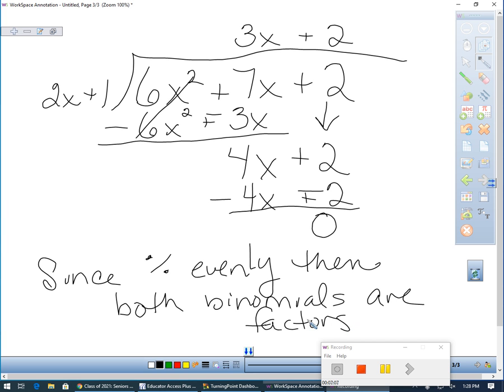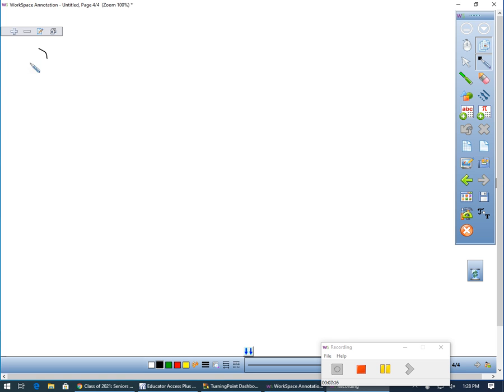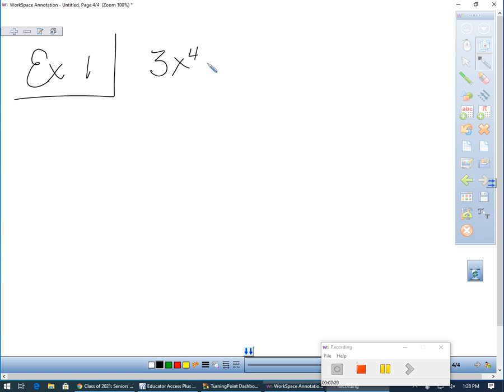All right, we're going to step this up a little bit. Here we go with example number 1. I'm going to start by telling you that we have 3x to the 4th minus 4x to the 3rd plus 7x squared minus 2x plus 1. And I want to divide this by x minus 1. Sounds good?